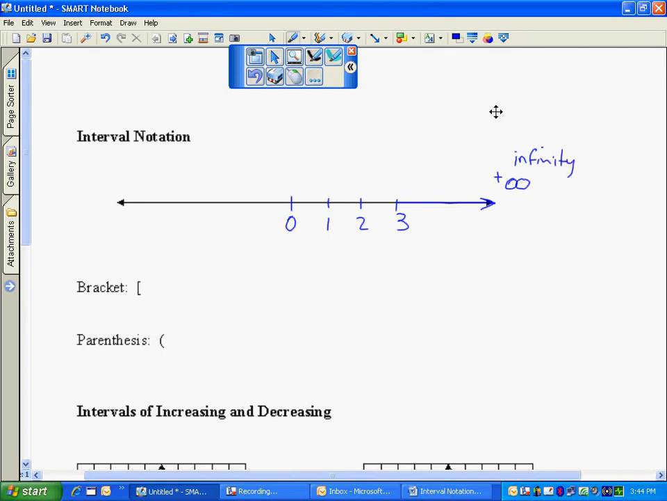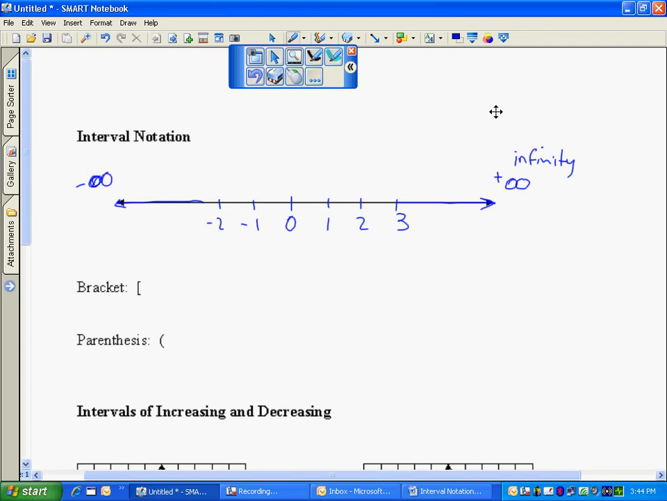Now, when you type answers into WebWork, you may have to type in infinity. It's a sideways 8, which isn't on the keyboard, so you actually type infinity. Be sure to look at the directions. Heading to the left, we see that this arrow continues to my left, so we call that negative infinity.